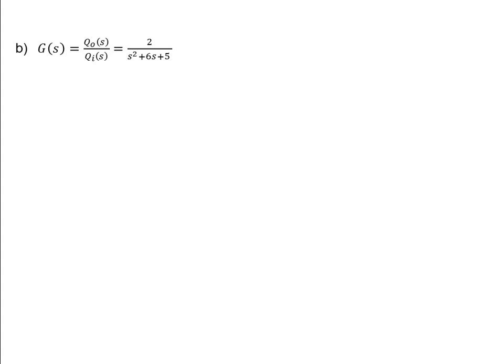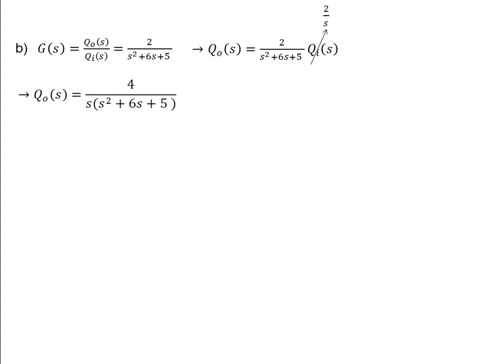So for the second part, or part B, G(s) is equal to Qo over Qi, which is 2 over s squared plus 6s plus 5. If I apply Qi(s) as 2 over s, I will have Qo(s) equal to 4 over s(s squared plus 6s plus 5). If I find the roots of this second order polynomial, I see I have two simple roots, one s equal to minus 1 and another s equal to minus 5.